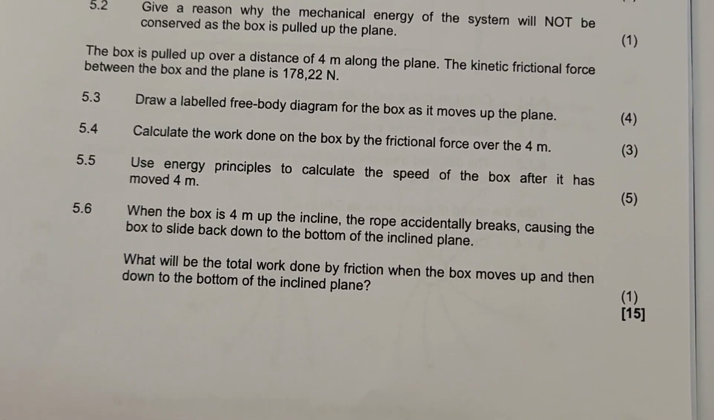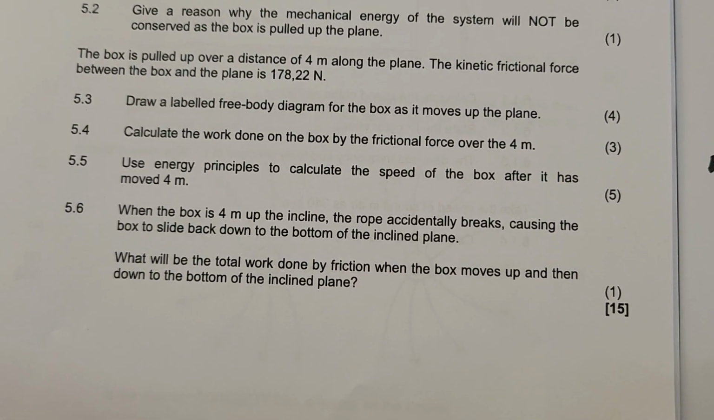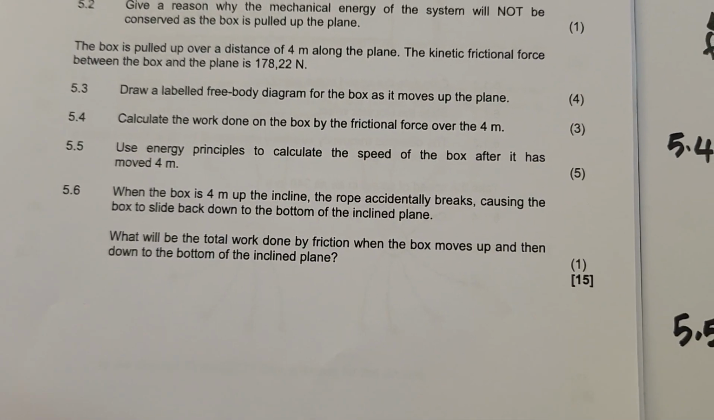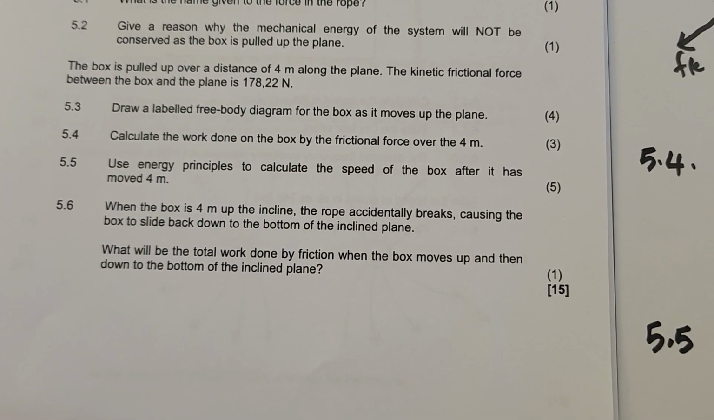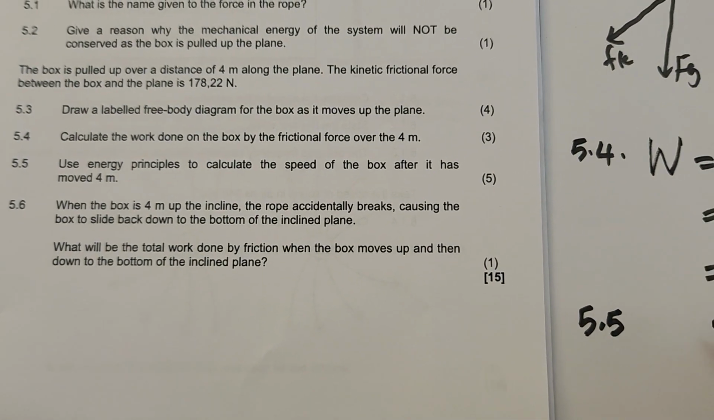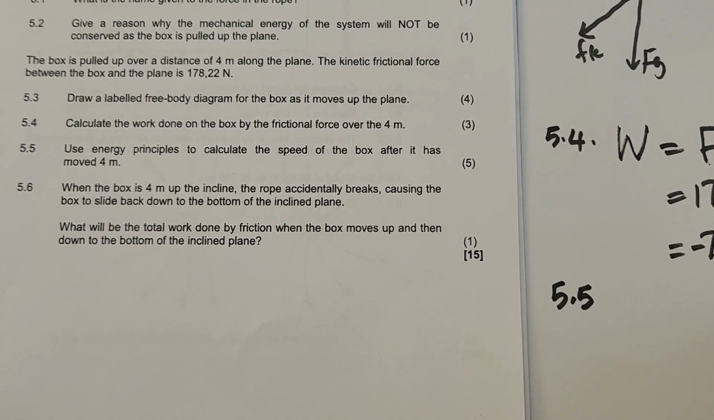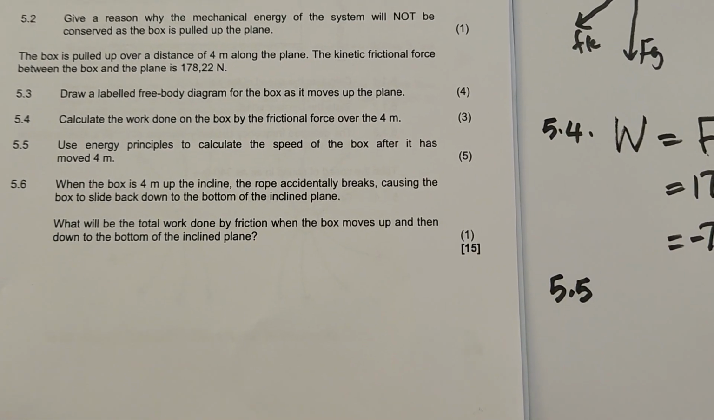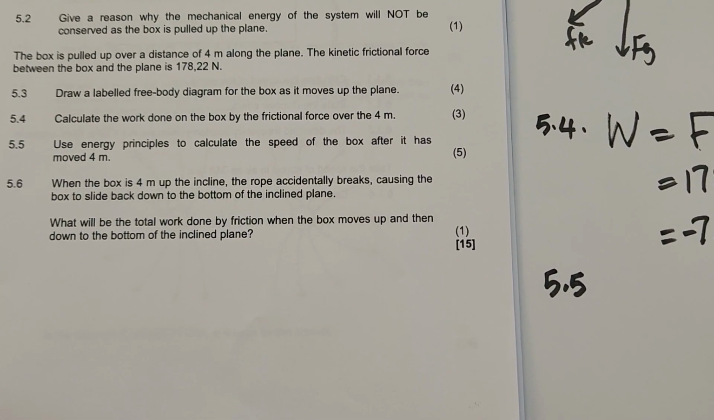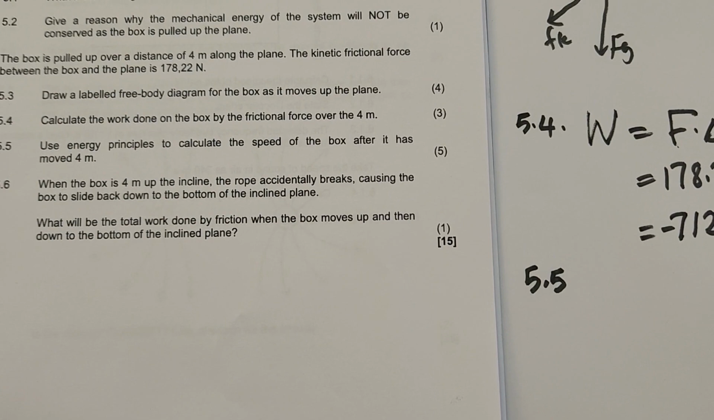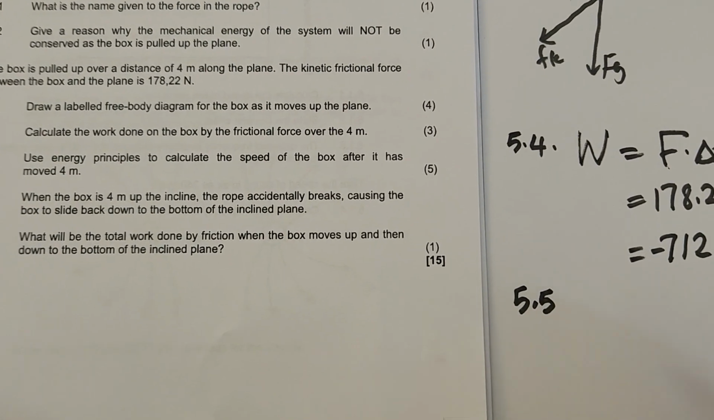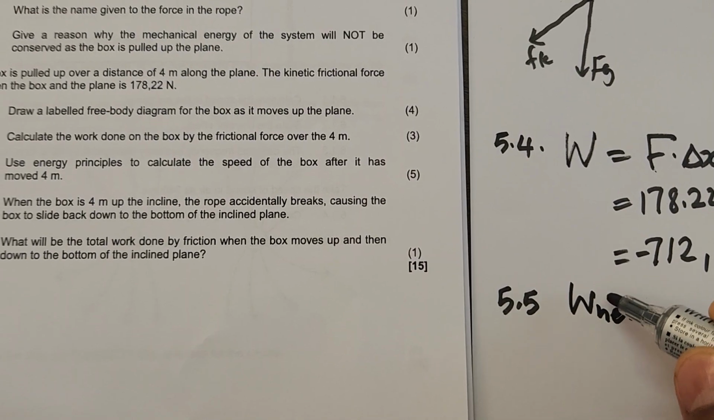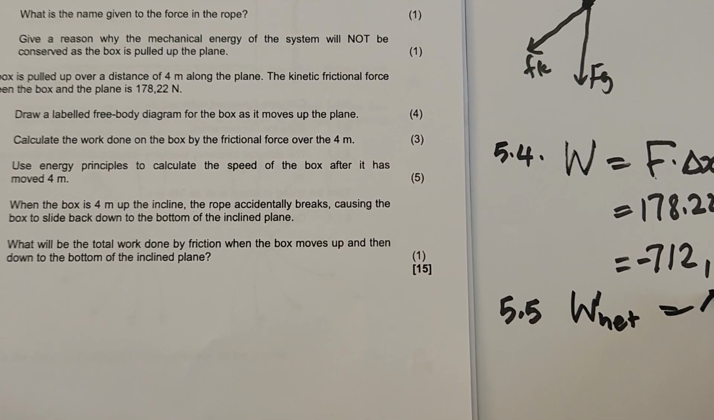Next question, that is 5.5. Use the energy principle to calculate the speed of the box after it has moved 4 meters. What is the final velocity there? Using the energy principle, you can use work done by non-conservative force, or you can use the work energy theorem. So let's go with the easiest one. Work energy theorem says work net equals delta EK.